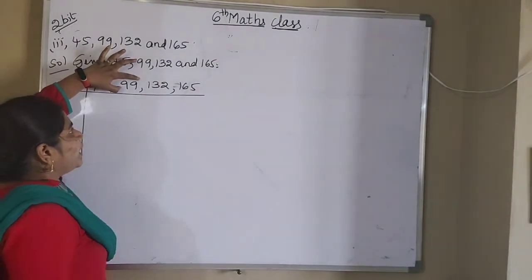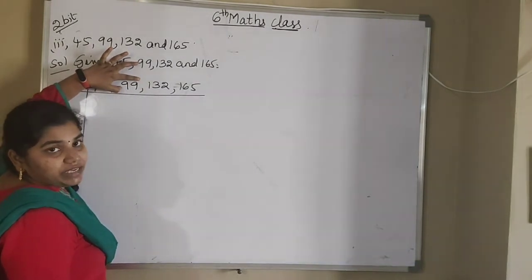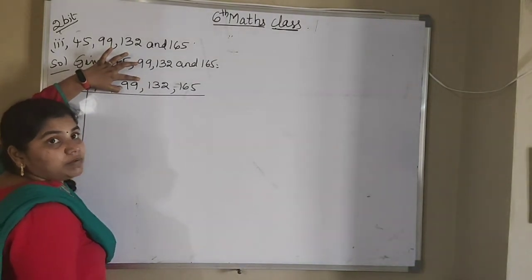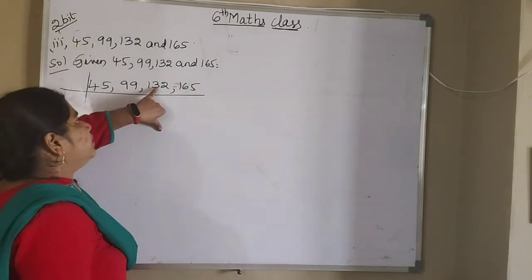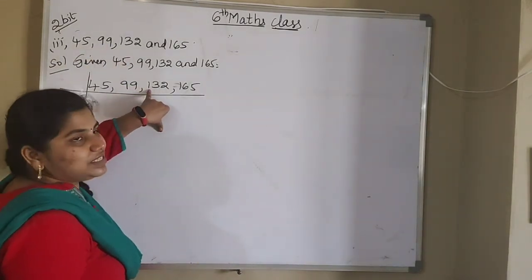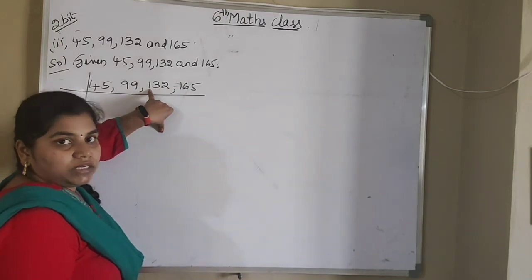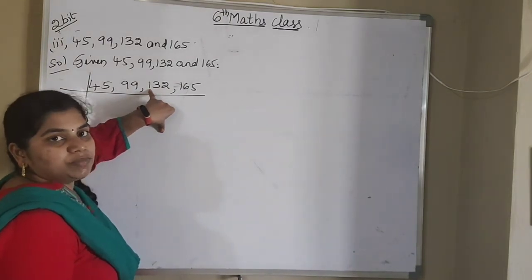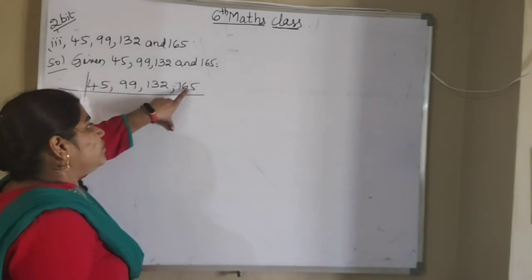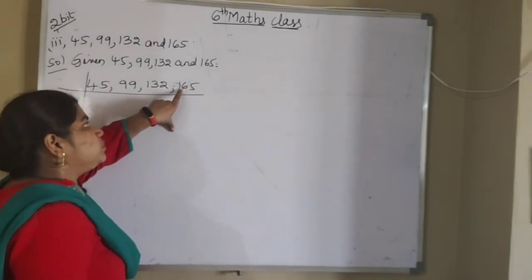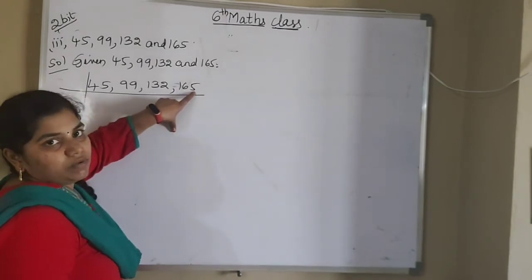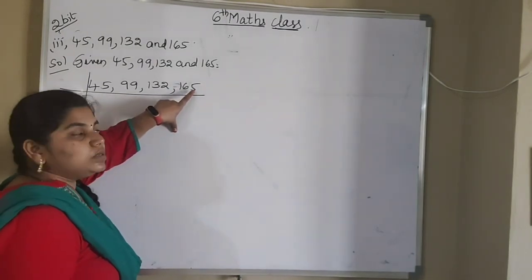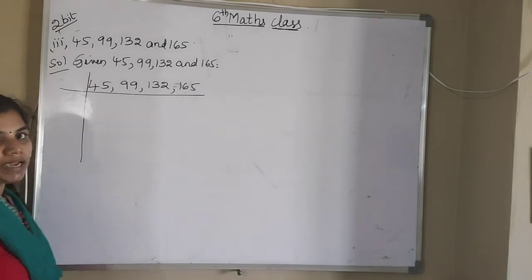In the same way 99. 9 plus 9 is 18. 18 is divisible by 3. So 99 will also be divisible by 3. Next, in the same way 132: 1 plus 3 is 4, 4 plus 2 is 6. 6 is divisible by 3. So 132 will also be divisible by 3. In the same way 165. 1 plus 6 is 7, 7 plus 5 is 12. So 12 is divisible by 3. So 165 is also divisible by 3.